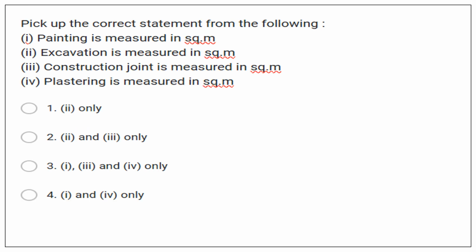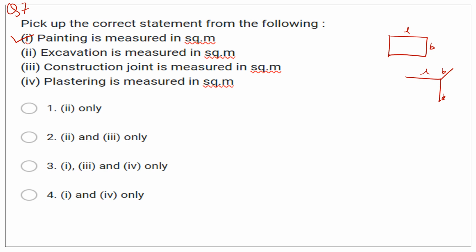Next question. Question number 7. Pick up the correct statement from the following. In that, the first statement is painting is measured in square meter. So first is correct because in case of painting we consider the length and width of the wall. So two dimensions are there, so the painting is measured in square meter. First one is correct. Second is excavation is measured in square meter. In case of excavation, length, width and depth, all three dimensions are required.